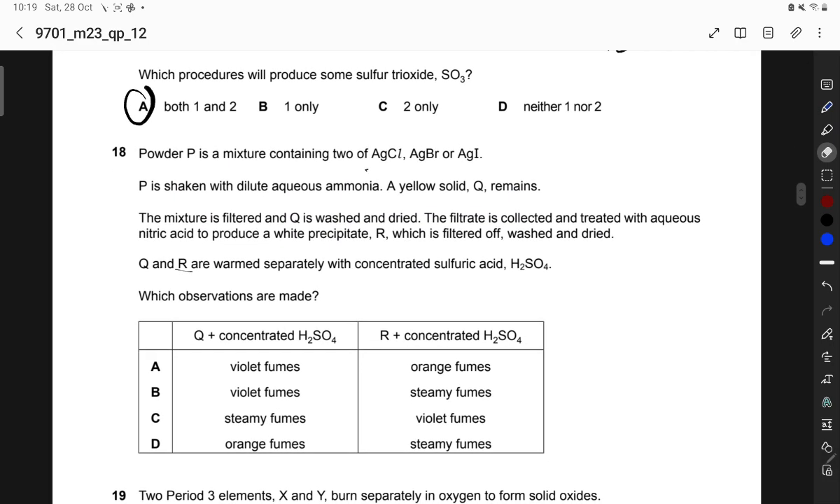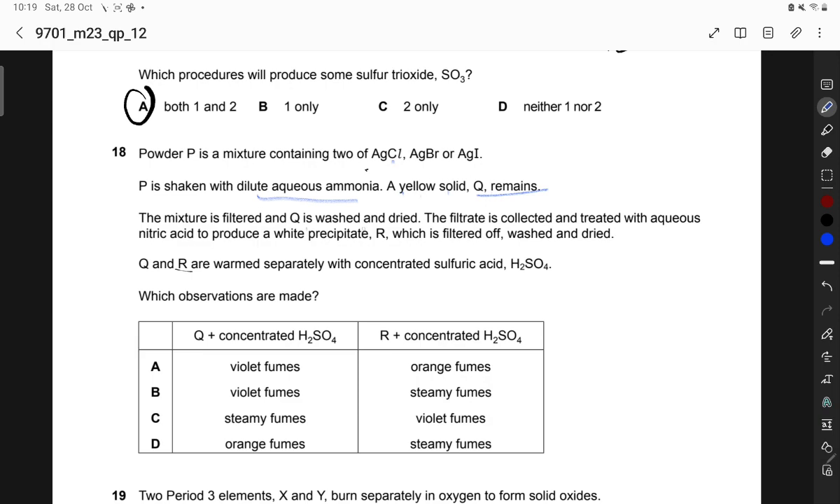Question number 18. Powder P is a mixture containing two of AgCl, AgBr and AgI. P is shaken with dilute aqueous ammonia. A yellow solid Q remains. Yes, because AgCl dissolves in aqueous ammonia and AgBr also dissolves in aqueous ammonia. So a yellow solid Q remains.